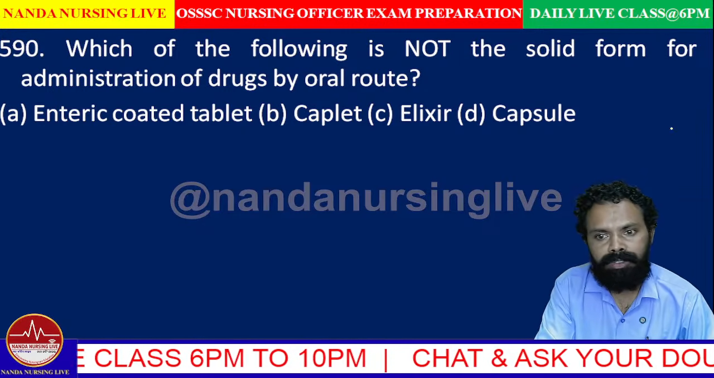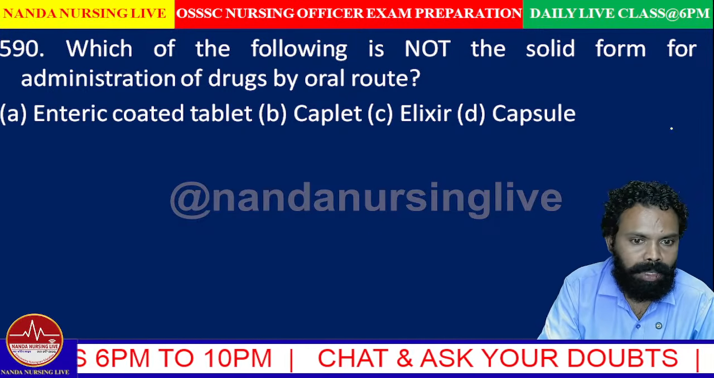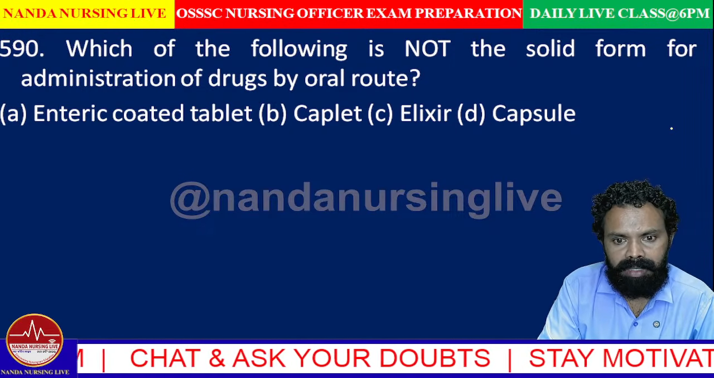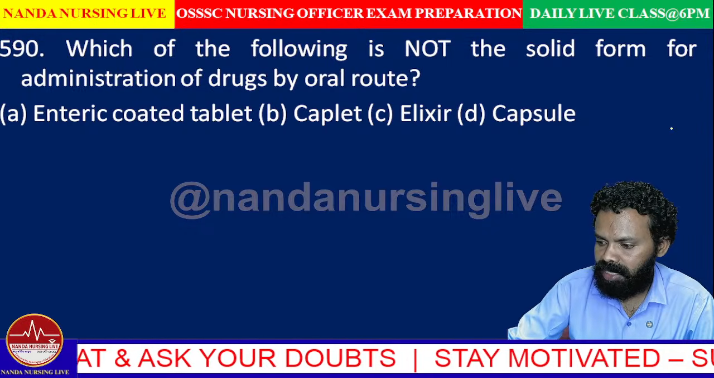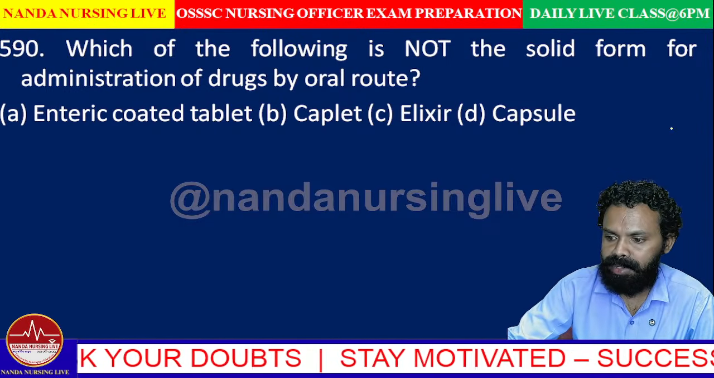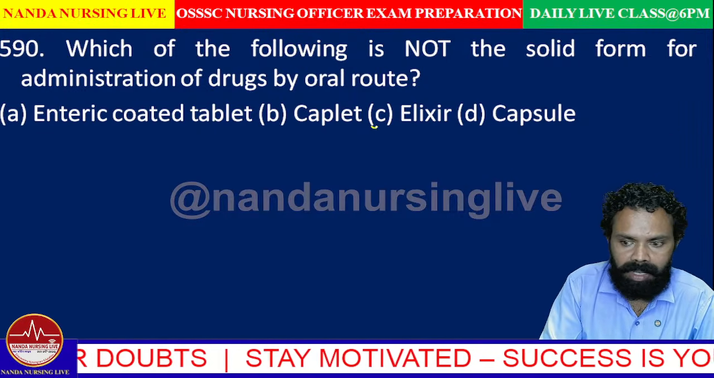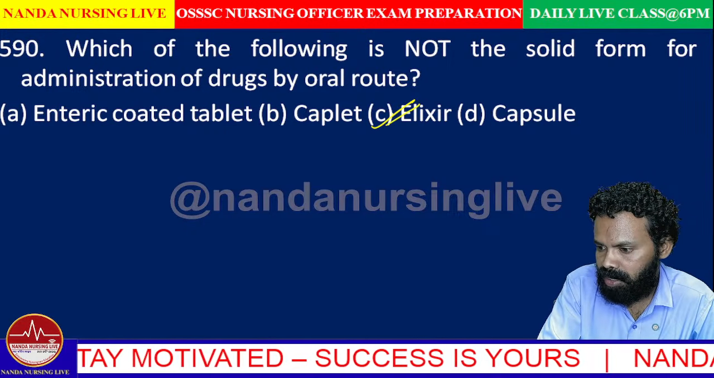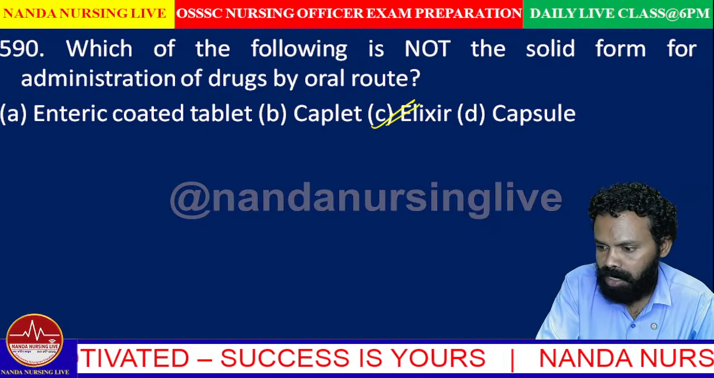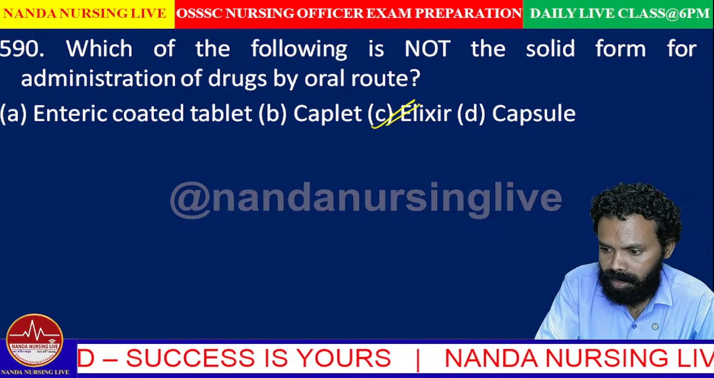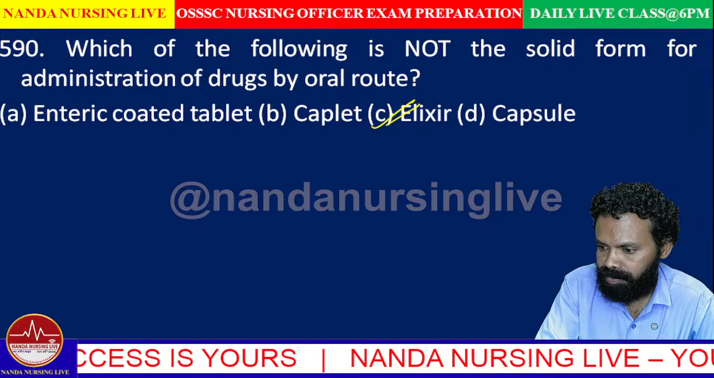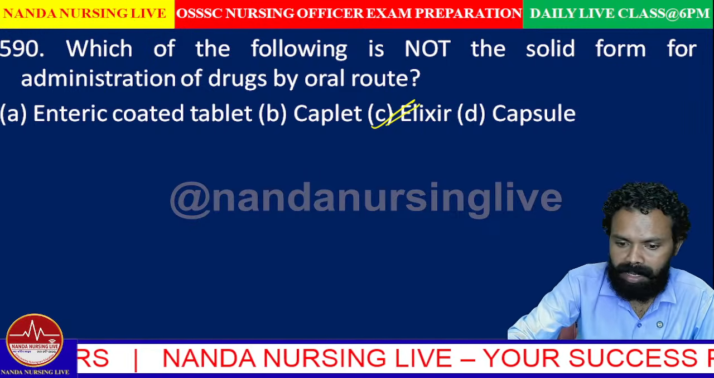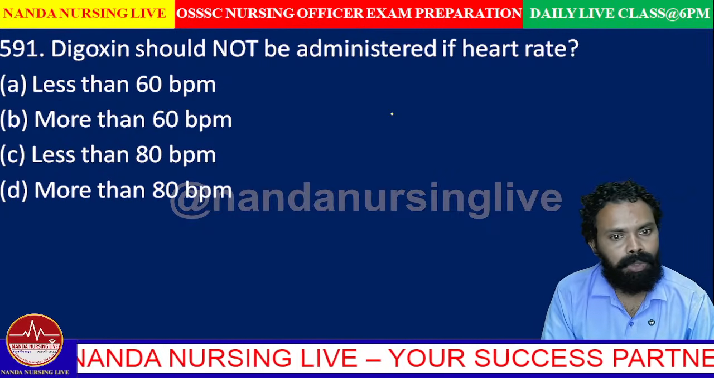Next question, question 592. Which of the following is not a solid form for administration of drug by oral route? Option A is enteric coated tablet, option B is caplet, option C is elixir, option D is capsule. So which option is the correct answer? The correct answer is elixir. Elixir is a clear sweetened liquid oral dosage form, with the active drug dissolved in a mixture of water and alcohol, like aromatic elixir or antihistamine elixir. So option C is the correct answer.